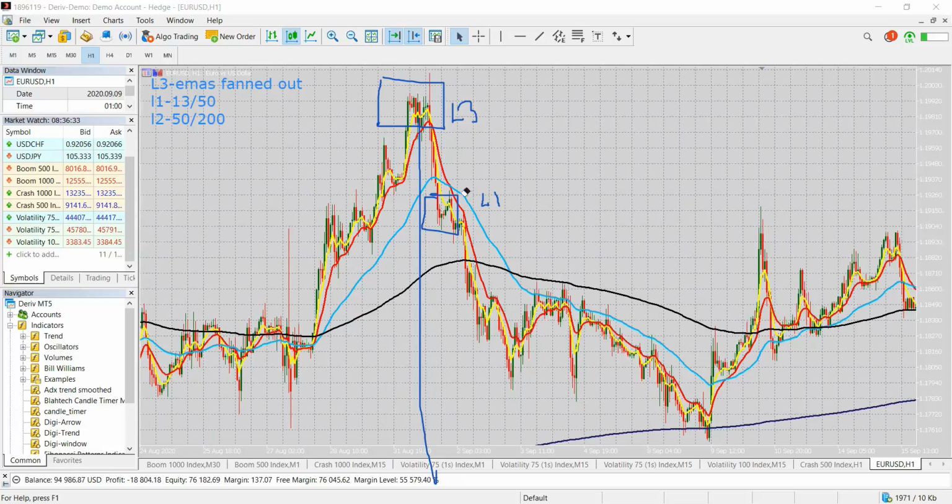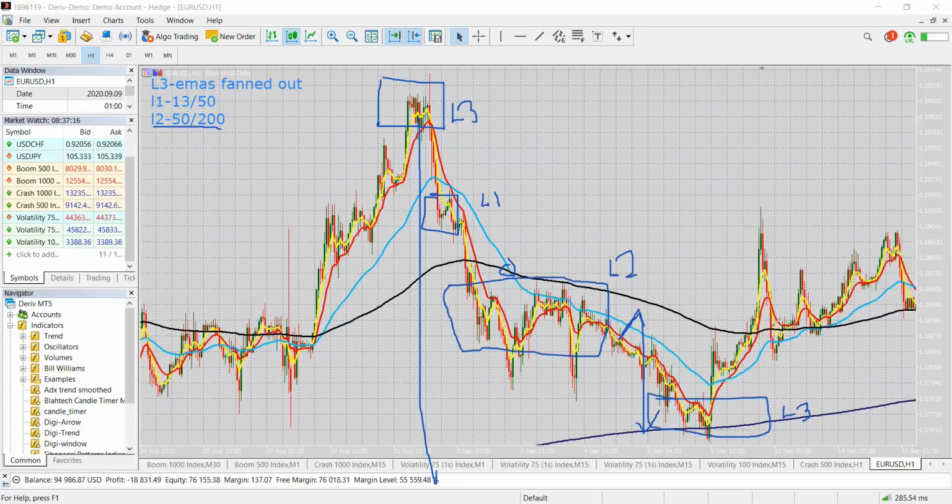Follow the cycle. So this is what I do. I've identified level one. Now I am looking for my level two. And for level two, we said we're looking for EMA 50 and EMA 200 to cross. Then I can find it here, right? So I know this region is my L2, and already I can see my EMAs are fanned out here, so I know this is level 3. Obviously I was coming from level 2, so this becomes level 3.